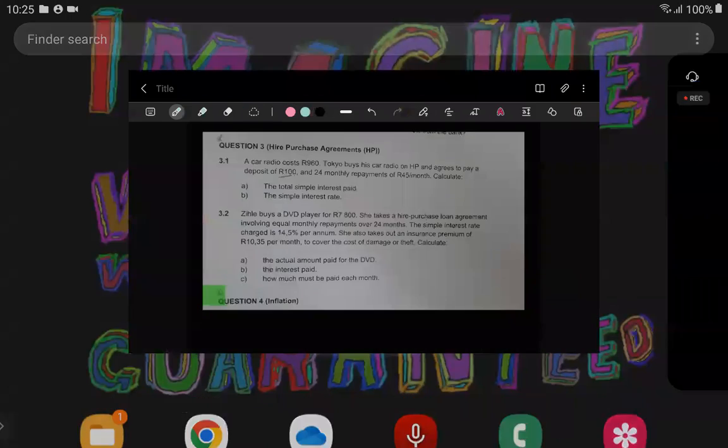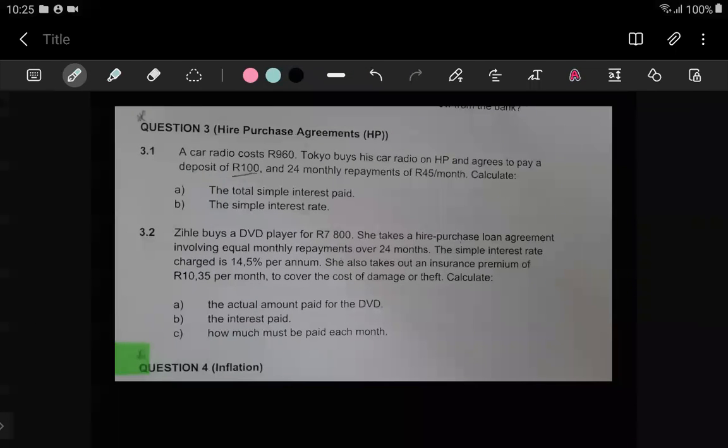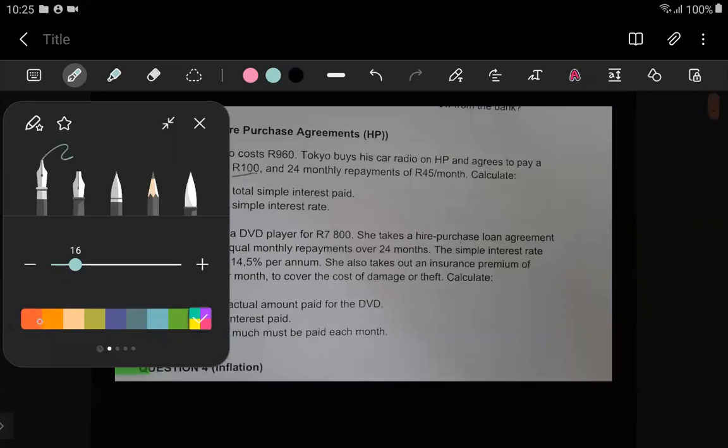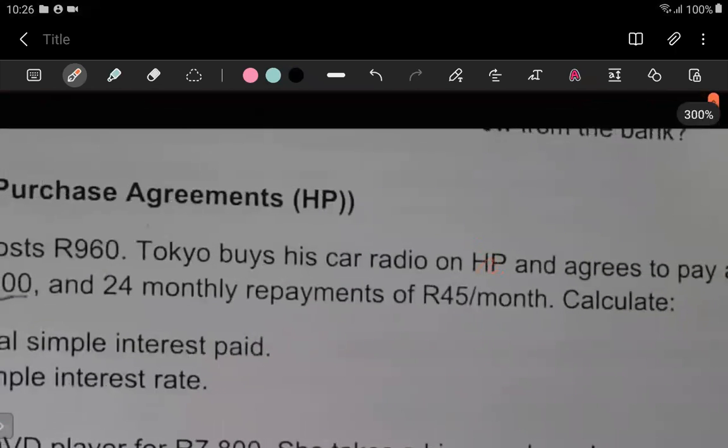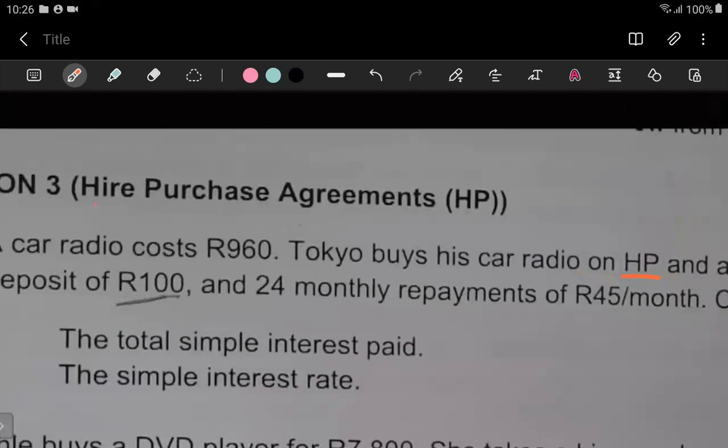The idea is, it says here, question 3, hire purchase agreements. With this car radio, it says it costs 960 rand. So that's the value of the thing. And then this person wants to buy it, or rather, they say Tokyo buys the radio on hire purchase. That's what the HP is telling us. Hire purchase is more like buying it on credit, right?